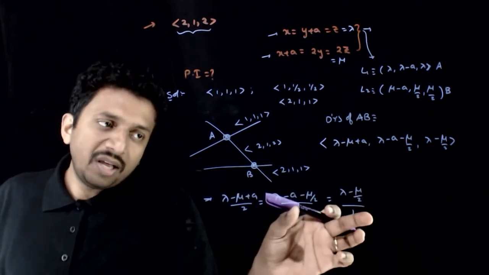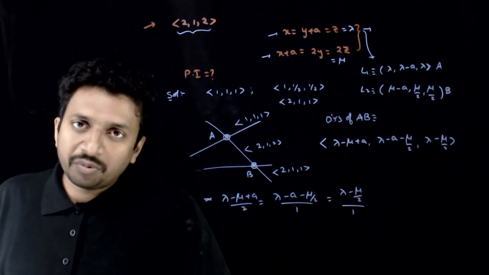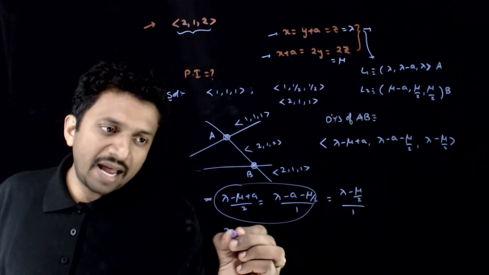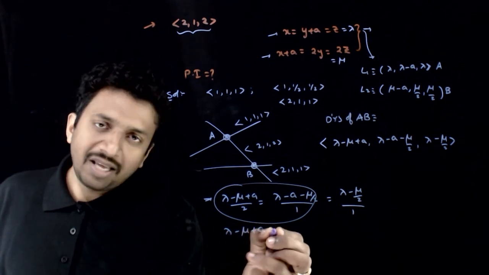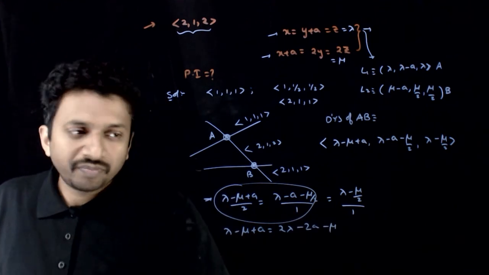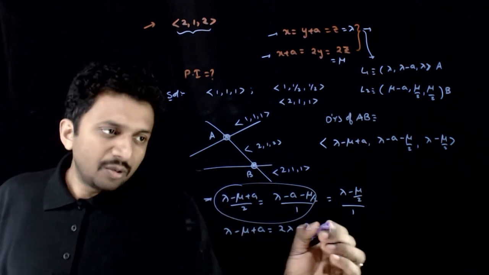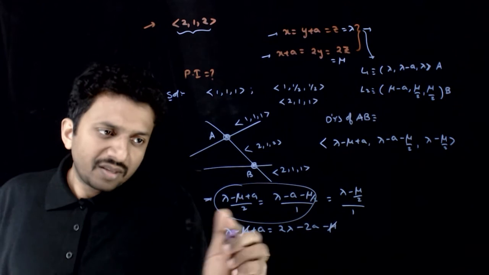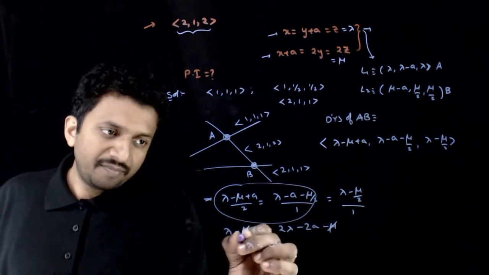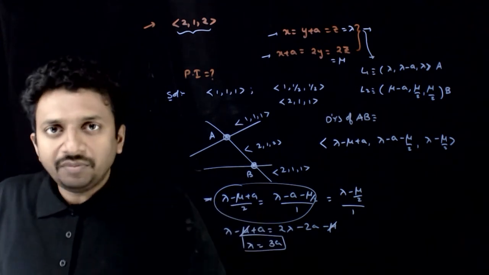So now you have two equations and two unknowns. You can find lambda and mu. So if you take the first equation, you have lambda minus mu plus a is equal to 2 lambda minus 2a minus mu. 2 and 2 get cancelled. So minus mu gets cancelled. So lambda is equal to 3a. Lambda is equal to 3a.